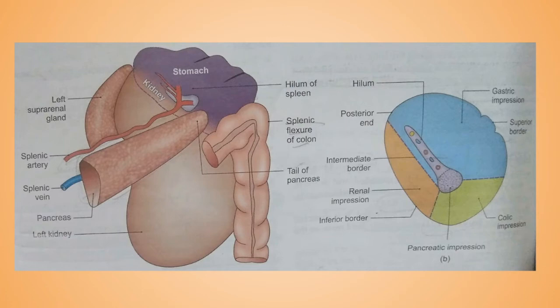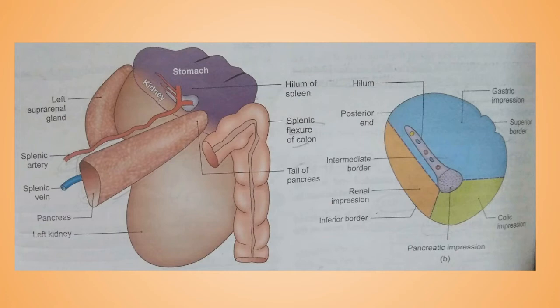The gastric impression for the fundus of the stomach lies between the superior and the intermediate border of the spleen. It is the largest and the most concave impression on the spleen. Now also the renal impression. The renal impression is for the left kidney, lies between the inferior and the intermediate borders.